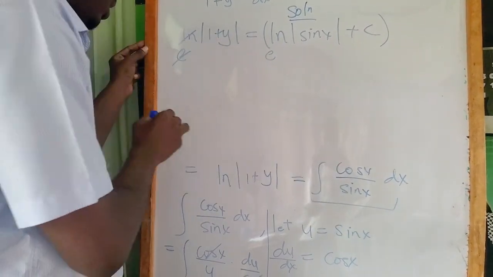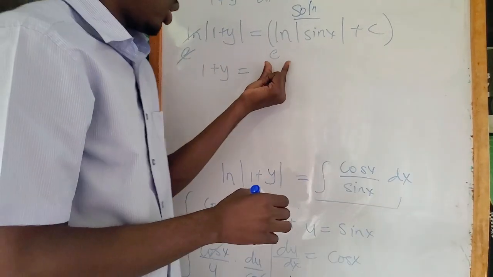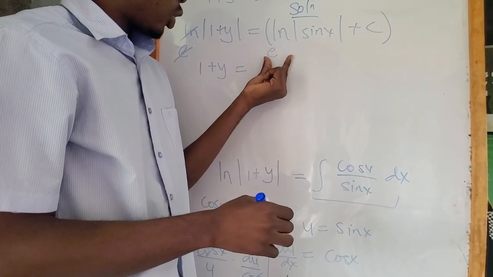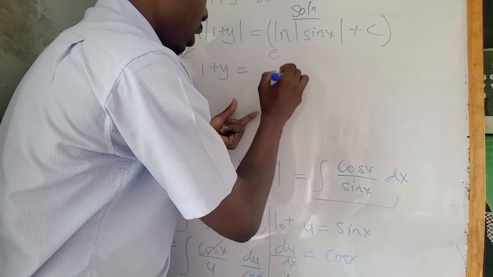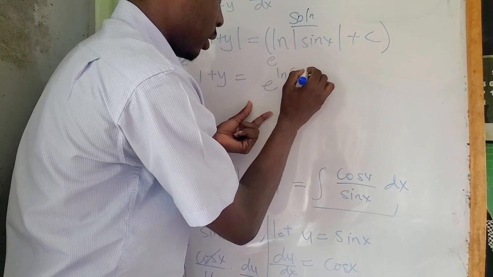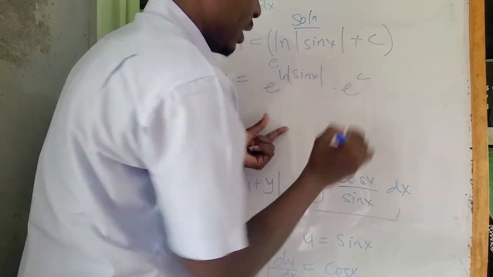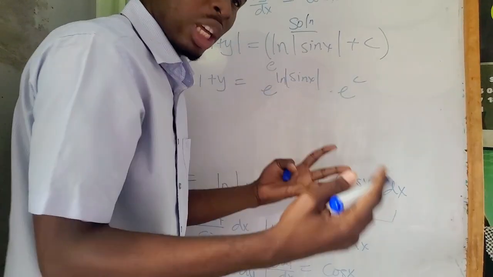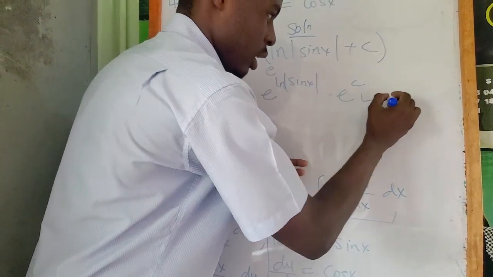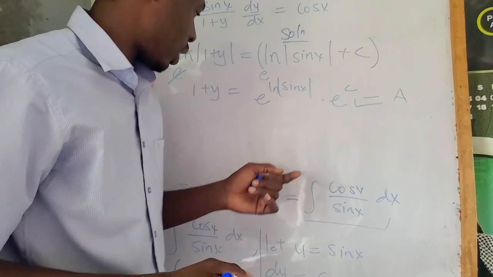This will take care of this, leaving us with 1 plus y to be equal to. We apply our laws of indices. This will be e to the ln of sine x, but e to the ln of sine x times e to the c. But e to the c is just another constant. We can call it a, and say let it be equal to a.